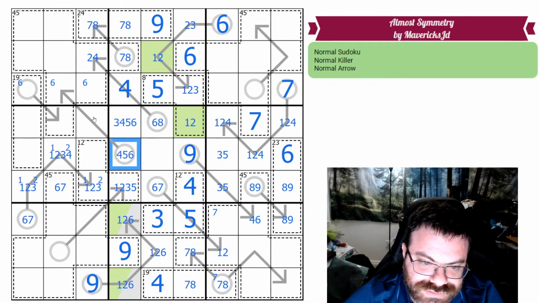This can't be a 3 because this is minimum 4. Wait, this is minimum 4. No, this is minimum 3. This is minimum 3, then this is a 1, 2, or 3. And this is 3, 4, or 5. This can't be 6 either. So this can't be 5. And this can't be 3. So now we have a 1, 2, 3, 4 quad.